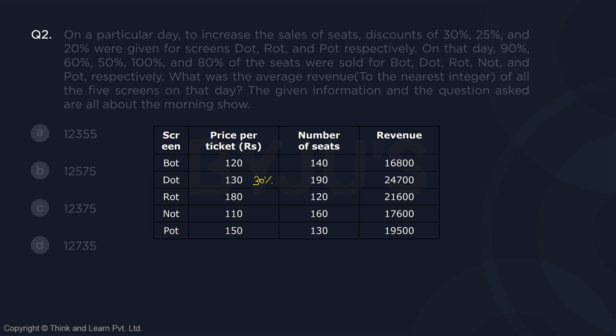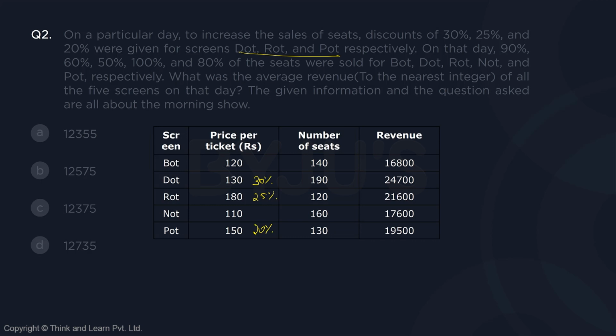25% on rot. And 20% on pot. Dot, sorry, dot, rot and pot. Yeah. So for pot we have 20%. Right. So these are the discounts given.